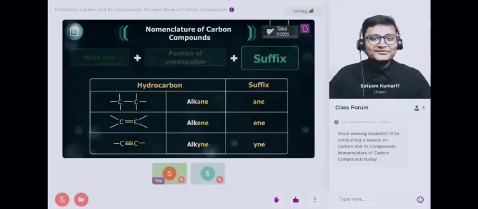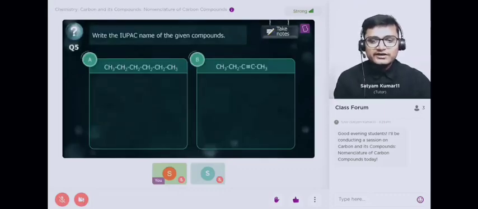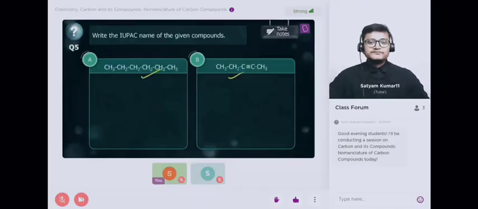Now let's do this. This is very simple. Write the IUPAC name of the following given compounds. Yeah, Shreyas, tell me what is going to be the IUPAC name of this and this. You can speak out.